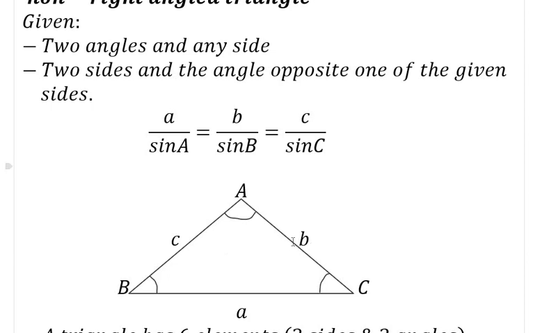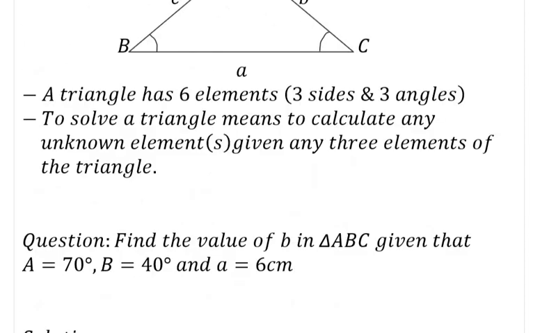Ensure that is put into place. So let's look at another question that will involve two sides and the angle opposite one of the given sides. Whenever you are solving any triangle that is not right-angled, the moment you have two sides and the angle opposite one of the given sides, you will be making use of the sine rule. So let's look at another question.